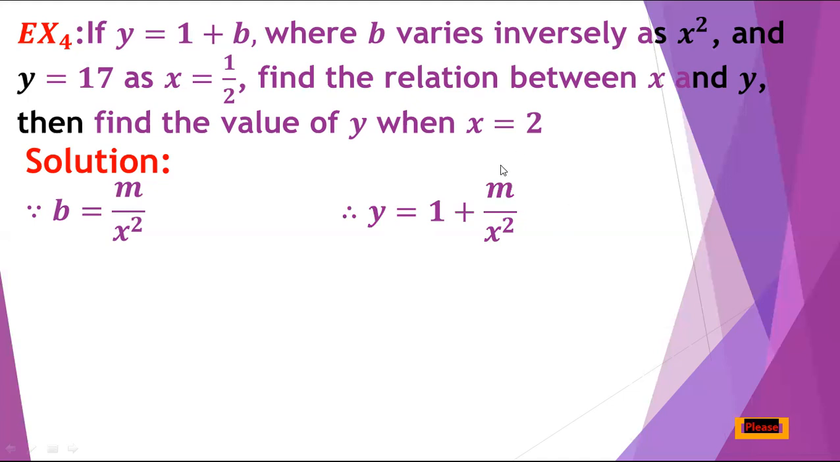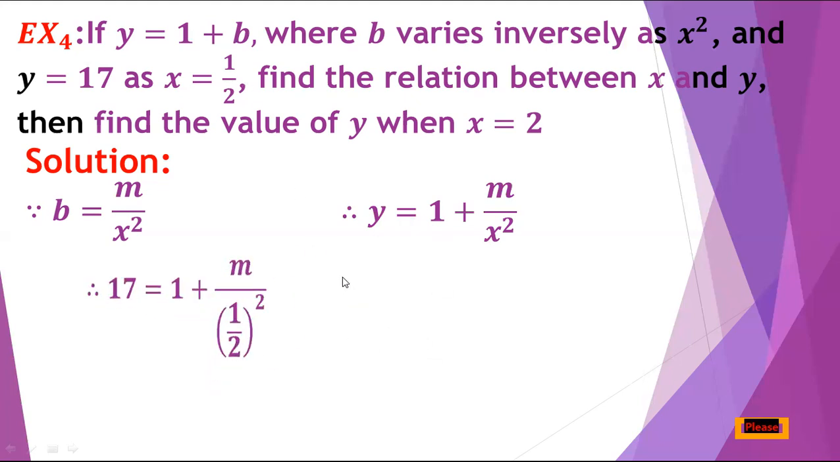But we must find the constant of variation m. We can't write the relation like this. We must find what is the value of m. We find the value of m by substituting y equals 17 and x equals 1 over 2, equals half. From the given, he gave me the value of y and the corresponding value of x.